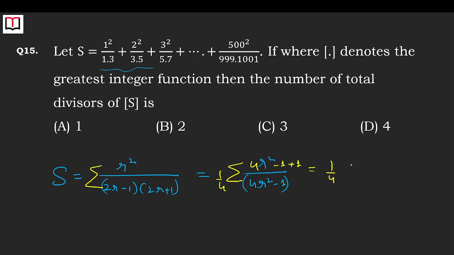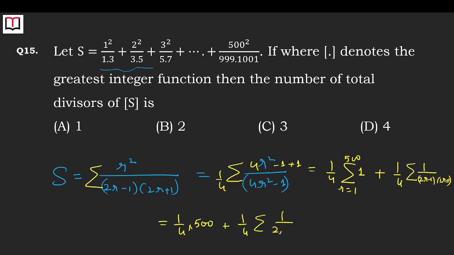So it's 1 by 4 times summation of 1, r goes from 1 till 500, and then plus 1 by 4 times summation of 1 by 2r minus 1 into 2r plus 1, which we can easily rewrite as 1 by 4 into 500 number of terms, since summation of 1 is the number of terms, plus 1 by 4 times summation of 1 by 2r minus 1 minus 1 by 2r plus 1, and I think it will be into 2 also to balance it. Now you open it and then you can simplify it to get the answer here. Okay, I think it's fine.